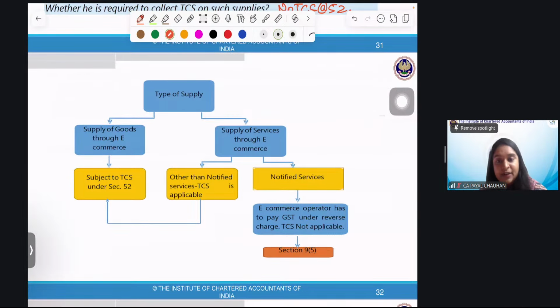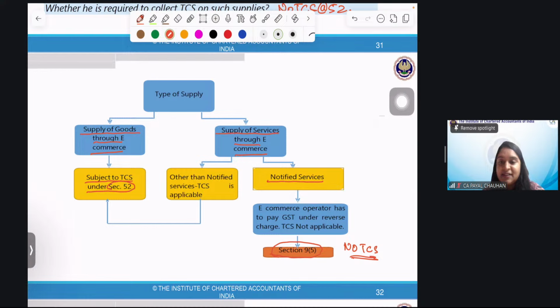Now, type of supply. Now we'll see what kind of supply can be made through an ECO. So supply of goods through an e-commerce operator and supply of services through an e-commerce operator. Supply of goods is liable to TCS under section 52. But when we talk about services, we have two categories. First category is notified services, under section 9(5), and in this case no TCS. Do you remember? It usually comes under RCM. Right?